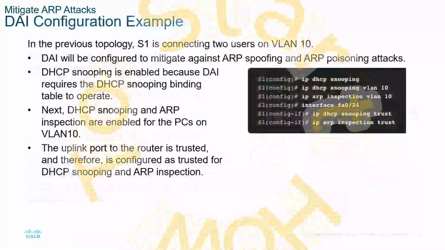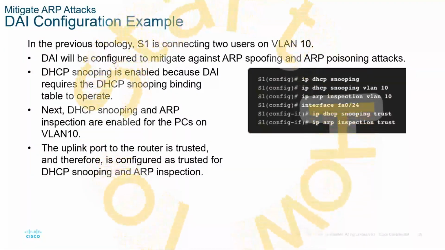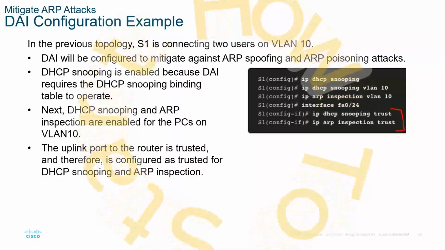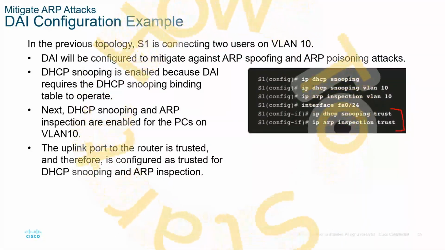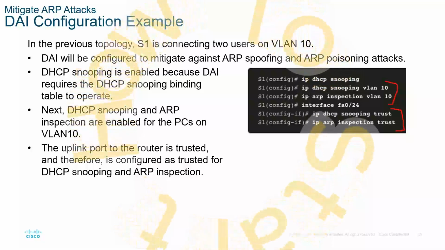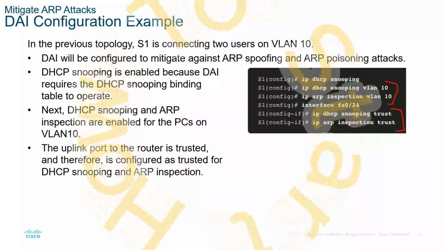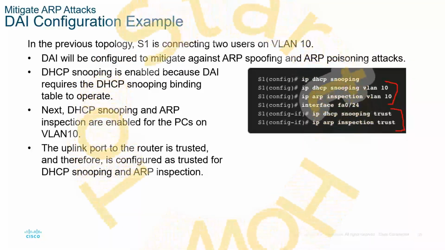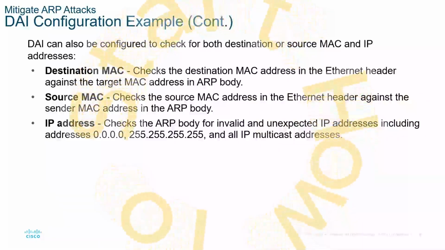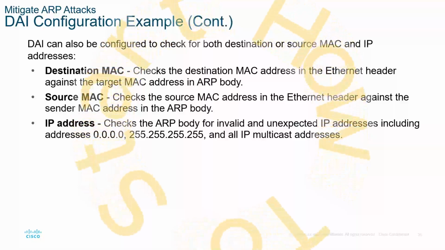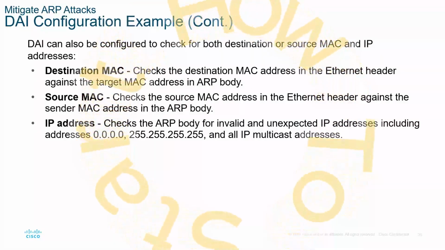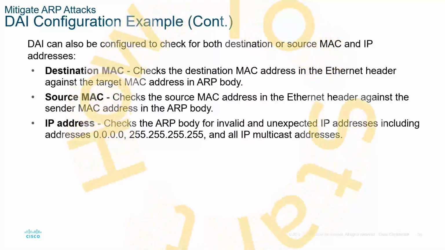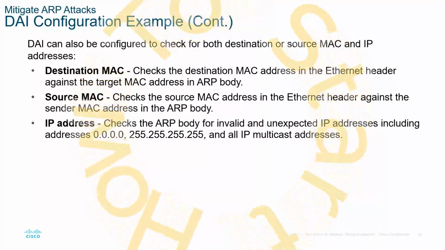So, how do we look at that? How do we configure that? Well, we set our trusted port, we set the trusts, and we turn them on per VLAN. And on the non-trusted ports, it will actually do snooping and inspection. Dynamic ARP inspection configuration checks the destination and the MAC addresses. So it's going to look at both the MAC and IP addresses.